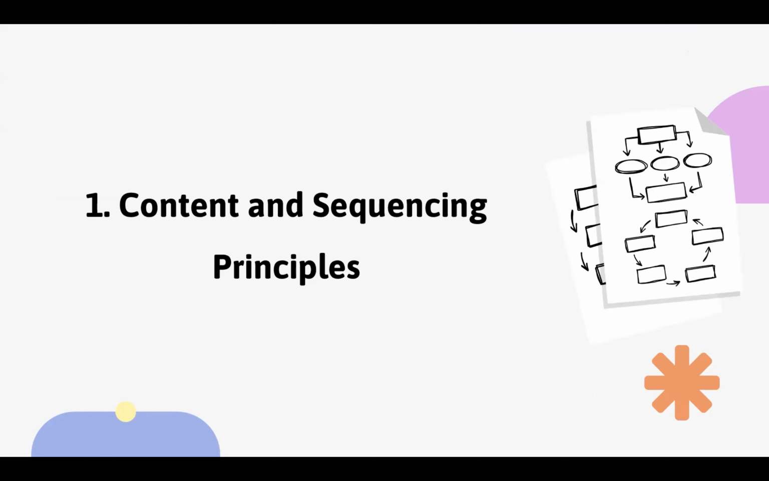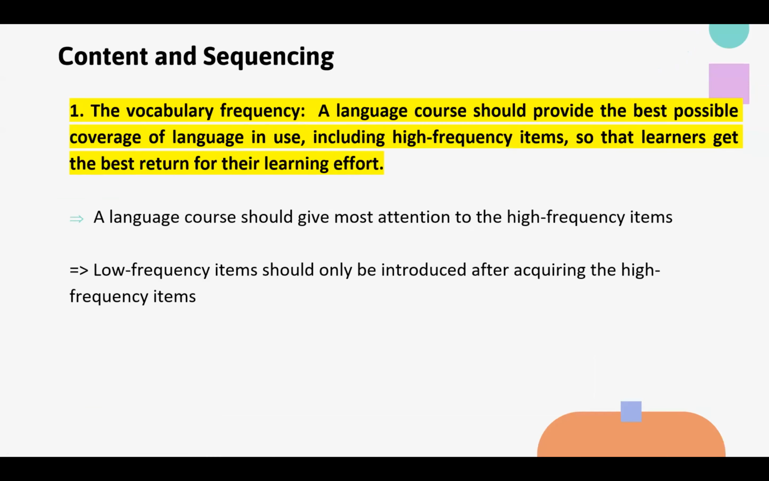Number one, I will talk about the principles of content and sequencing. Principle one, vocabulary frequency. A language course should provide the best possible coverage of language in use, including high-frequency items, so that learners get the best return for their learning effort. A language course should give most attention to the high-frequency items, and the low-frequency items should only be introduced after acquiring the high-frequency items.